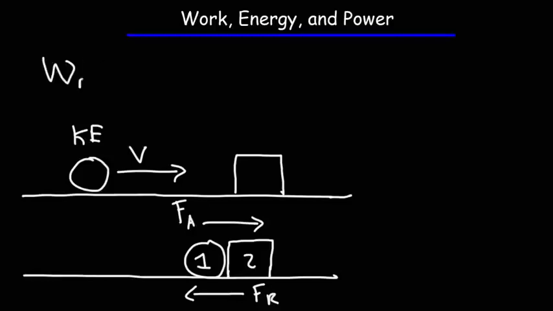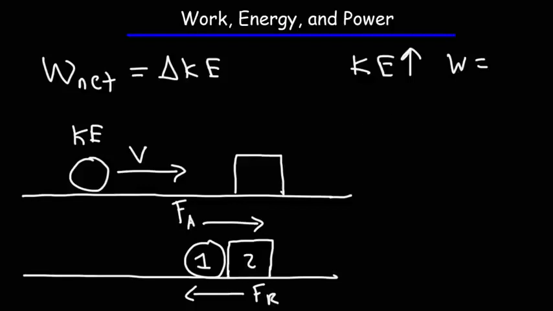Now, the net work acting on an object is equal to the change in the kinetic energy of the object. This is basically the work energy theorem. Whenever a force increases the kinetic energy of the object, that force is doing positive work on the object. It's causing the object to speed up. Whenever a force decreases the kinetic energy of the object, it's doing negative work on the object.